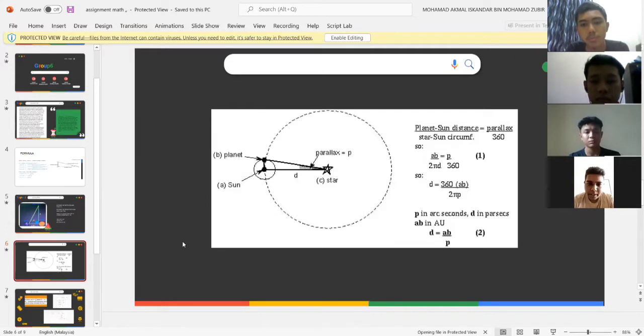So now, based on the diagram, we can see planet, sun, star, and parallax. So planet is B, sun is A, parallax equals P, and star is C. The formula will be planet-sun distance over star-sun circumference equals parallax over 360. So AB over 2 pi D equals P over 360. So D equals 360 times AB over 2 pi P. With P in arc seconds, D in parsecs, and AB in AU, D equals AB over P.